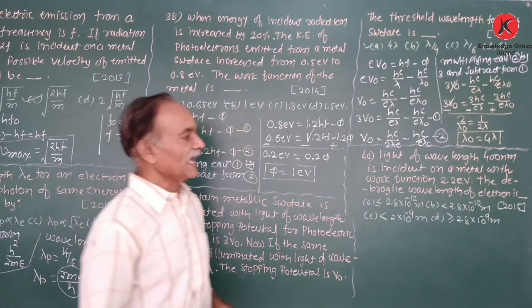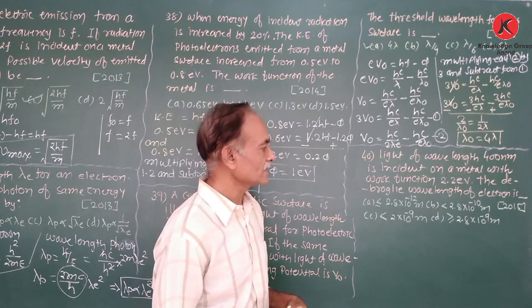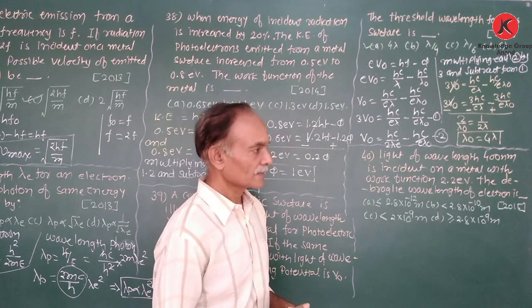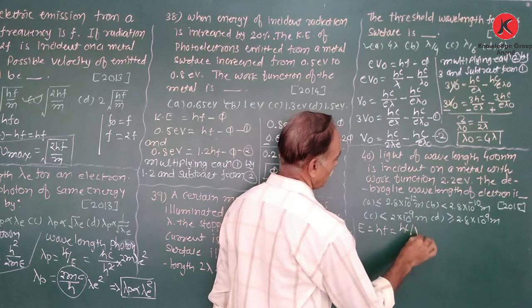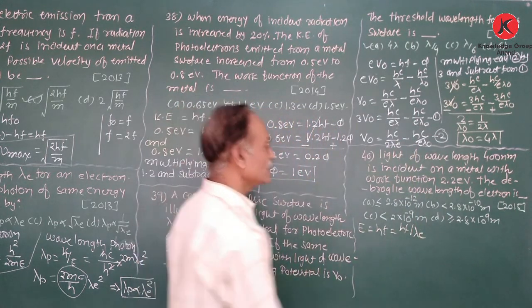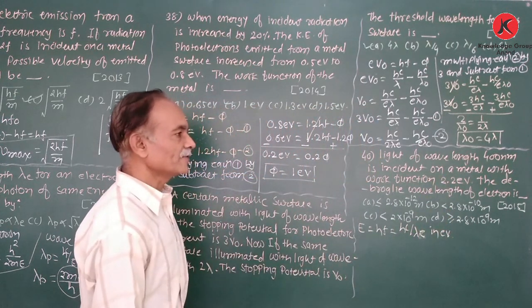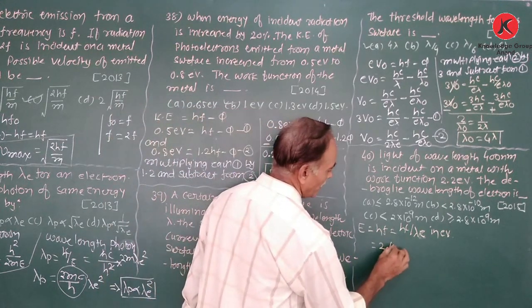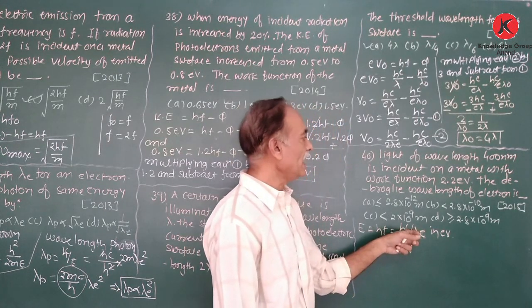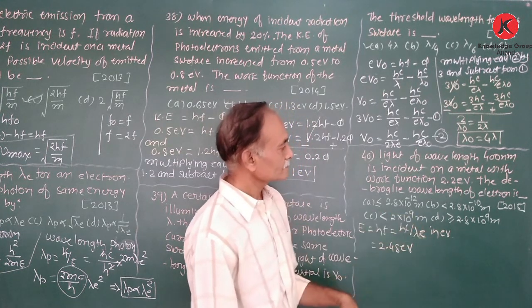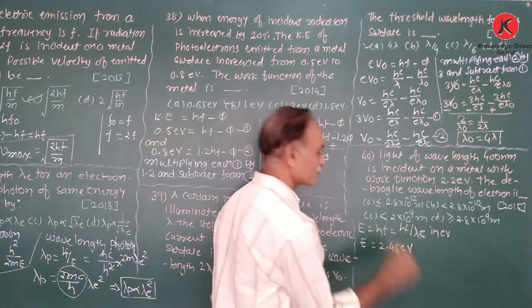After that, light of wavelength 400 nanometer is incident on a metal with work function 2.2 electron volt. What is the de Broglie wavelength of the electron? For that purpose, E is equal to hf, which is equal to hc upon lambda e, in electron volt. As we substitute the values, we obtain the energy is 2.48 electron volt. h is the Planck's constant, c is the velocity of light, lambda is given as 400 nanometer, e is the charge of an electron, therefore we obtain the energy in terms of electron volt.